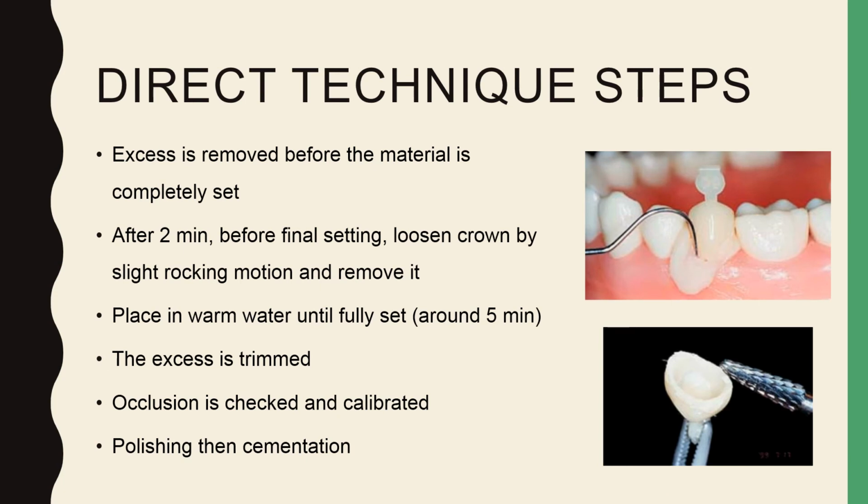After 2 minutes, before final setting, loosen the crown by a slight rocking motion and remove it. Place it in warm water until fully set, which takes around 5 minutes, and then trim the excess using carbide burrs and check the occlusion in eccentric and centric. After that, polish and cement.